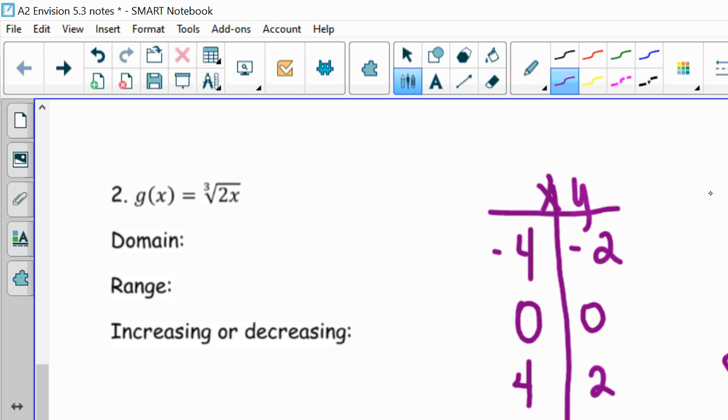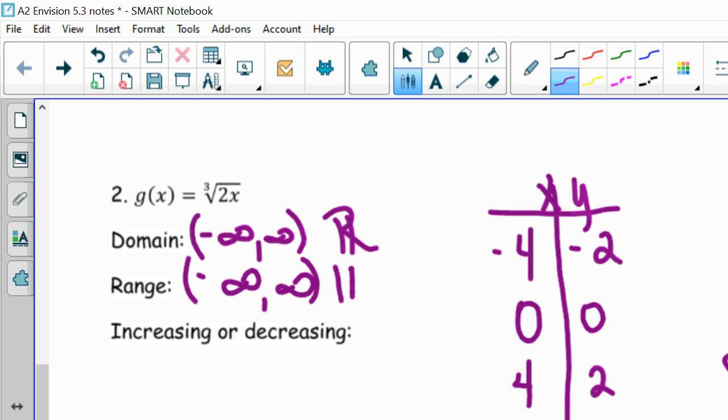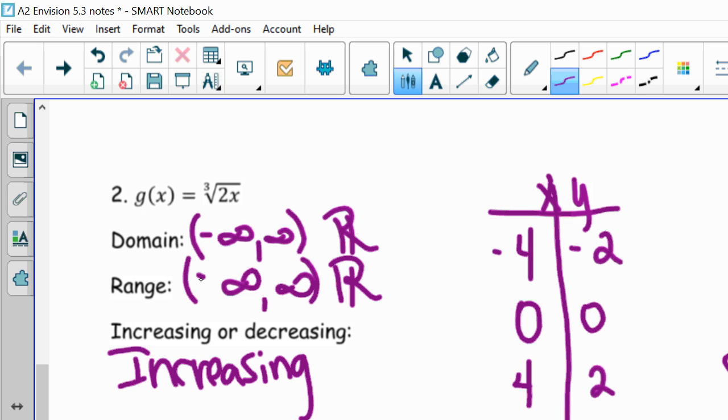The domain: notice that I can have positives and negatives, so my domain is negative infinity to infinity, or I can say that's all real numbers. That's our notation for all reals. The range, any of my y's, is also negative infinity to infinity, again all reals. Increasing or decreasing? From left to right, it's going up. My x's and my y's are getting bigger. So again, I am increasing.